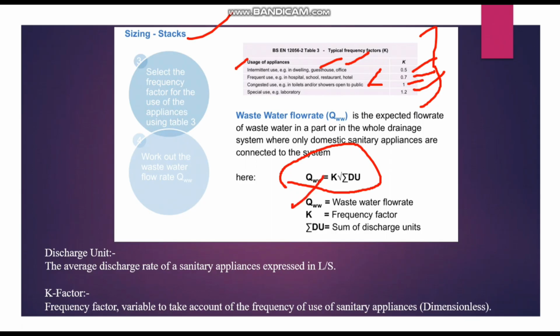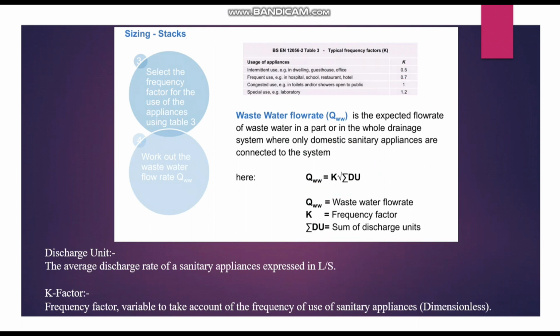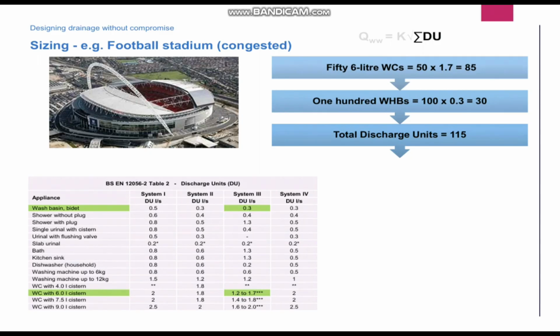So Q is the flow rate, K is the frequency factor which comes from here, and the sum of DU is the sum of the discharge units coming from the last table which I showed you. Now we have a stadium project. In that stadium project, we have 50 6-liter water closets.